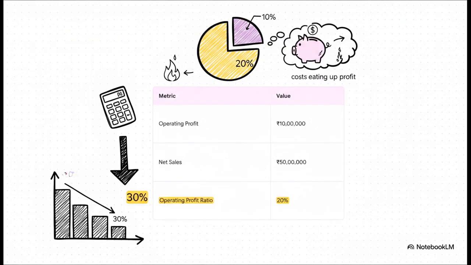So using that same company, we can see their operating profit is 10 lakh. Now, when we divide that by the 50 lakh in sales, our ratio drops. It goes from 30% all the way down to 20%. So where did that 10% go? Well, it was eaten up by the costs of just keeping the lights on and running the business.